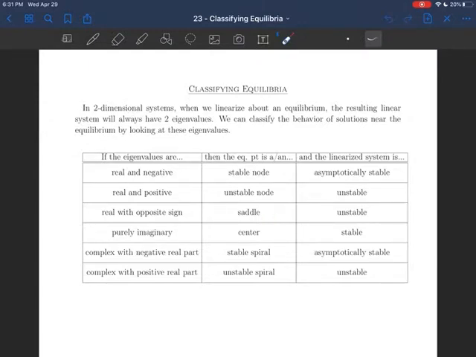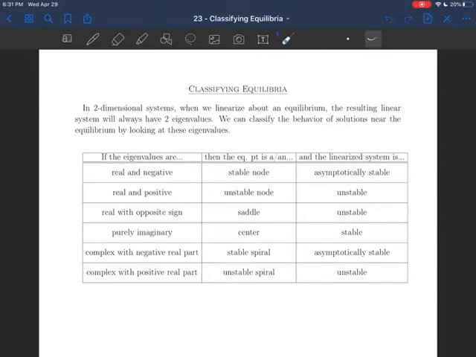The case that we haven't really talked about yet is what if they have opposite signs of each other? If we have one positive eigenvalue and one negative eigenvalue, our theorem tells us that in that situation, the equilibrium is unstable. And what we describe there is called a saddle. And again, the picture is going to make it clearer what's going on there.